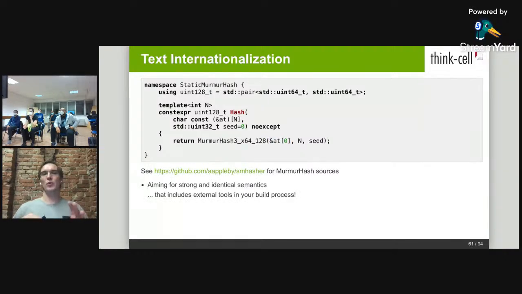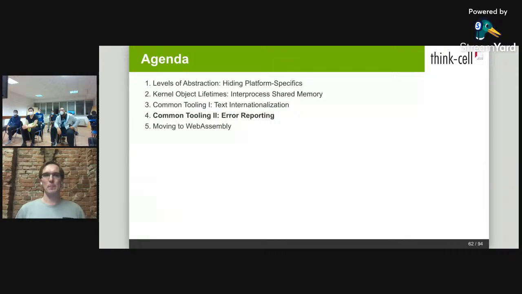So here we wanted to have strong and identical cross-platform semantics. And that meant looking at our build tools as well and at our build process, and sometimes writing tools ourselves, just so that we can have a single translation tool on both platforms instead of supporting maybe the Xcode one and the Windows one, if there's even a Windows one. That solved a lot of problems for us.